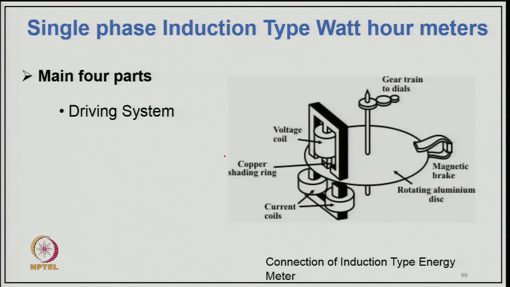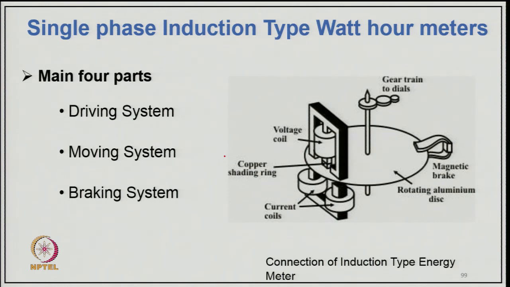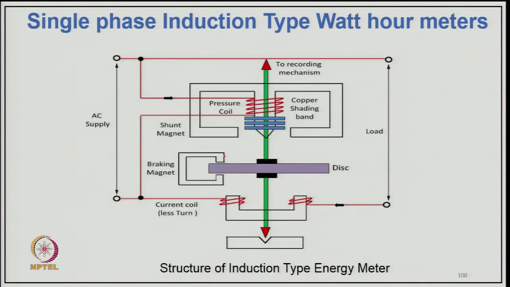It consists of mainly 4 parts: the driving system, moving system, braking system, and registering system. Typically all 4 parts are shown here. Now you can see how it looks. You have a pressure coil and a copper shading ring here, then an aluminum disc, and a braking mechanism, and on the other side a current coil over the magnet.